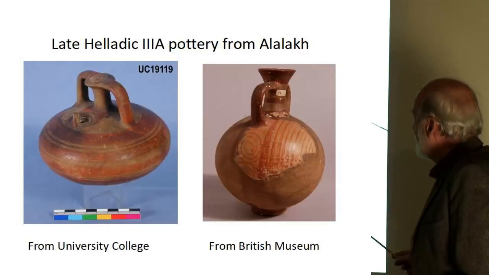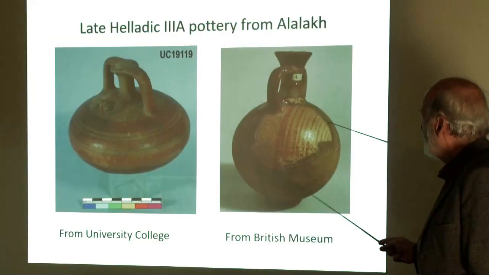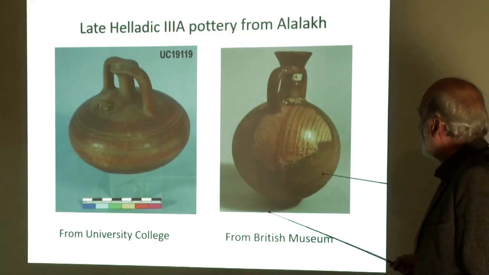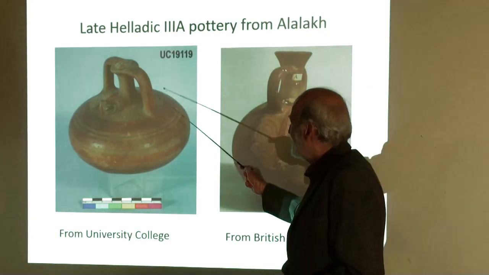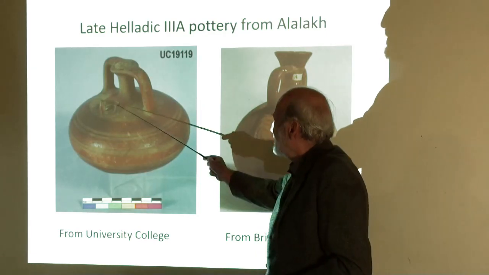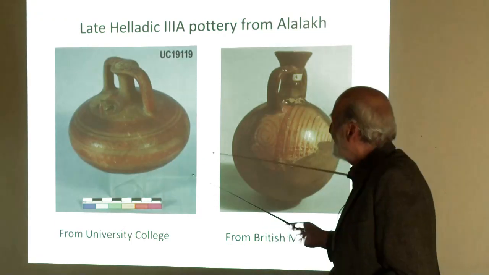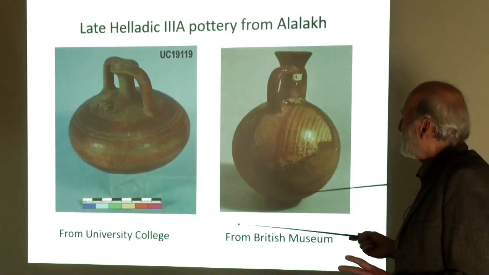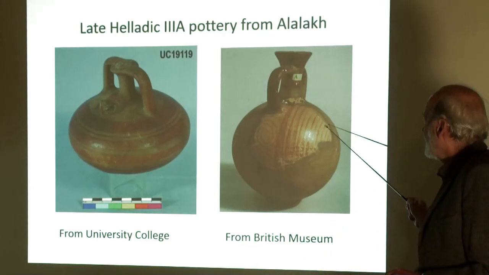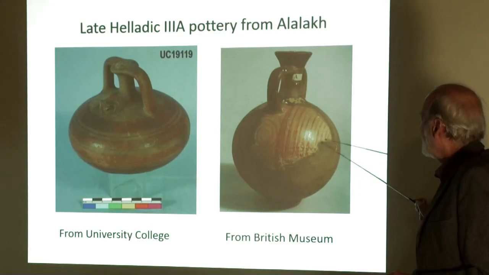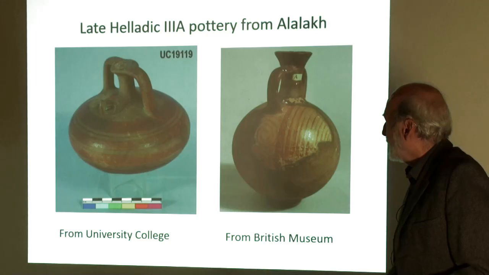This is a couple of Late Helladic 3A pots from museums in London. This is called a stirrup jar. That's the stirrup, and the spout has broken off. The spout was there, probably for containing valuable liquids. And this one is largely restored based on similar pots found in Greece or elsewhere.